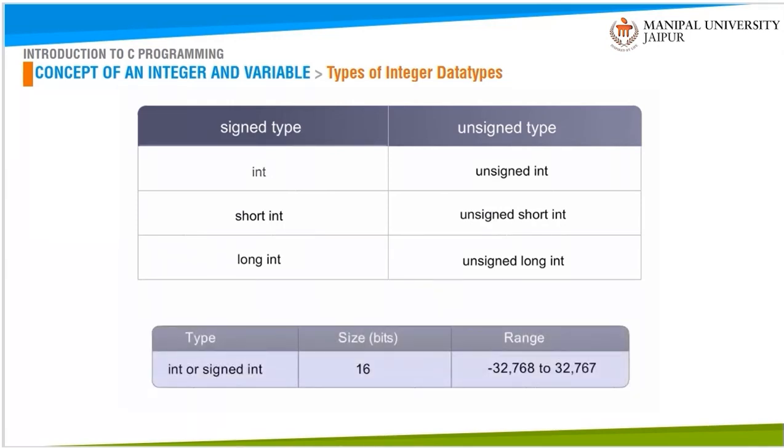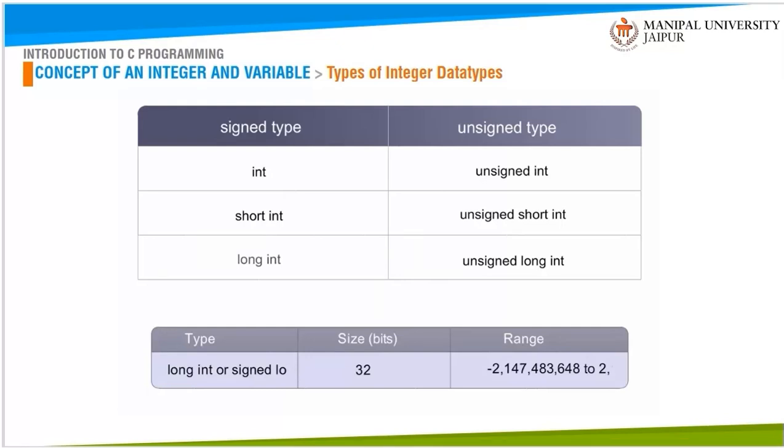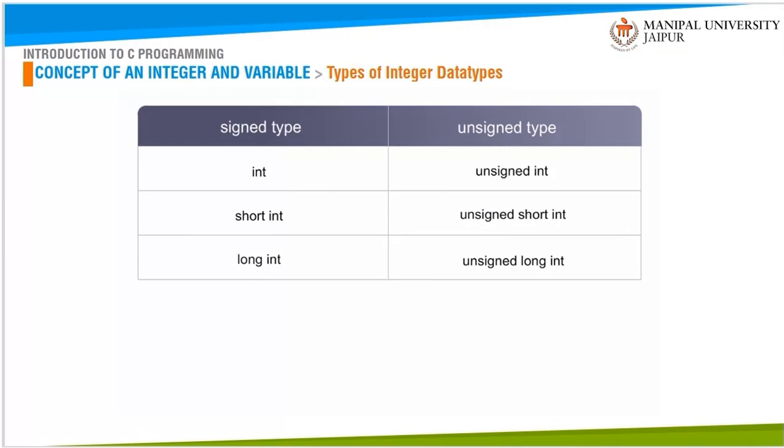The int or signed int is of 16 bits size and its range varies from -32,768 to 32,767. The short int or signed short int is of 8 bits and ranges from -128 to 127. The long int or signed long int is of 32 bits size and its range is -214 crores 74 lakhs 83,648 to 2. Let's discuss about the unsigned types.